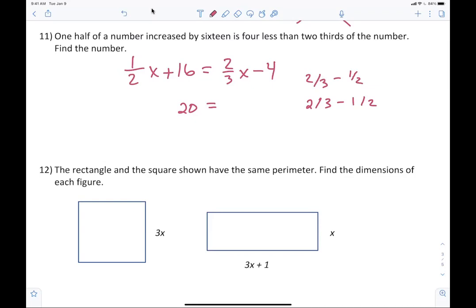2/3 minus 1/2 is what? 1/6. And I'm expecting everybody to be able to use your calculator. How do you do the fraction again? Hit the divided by button. 2 divided by 3. That's what a fraction is. 2 divided by 3 minus 1 divided by 2.